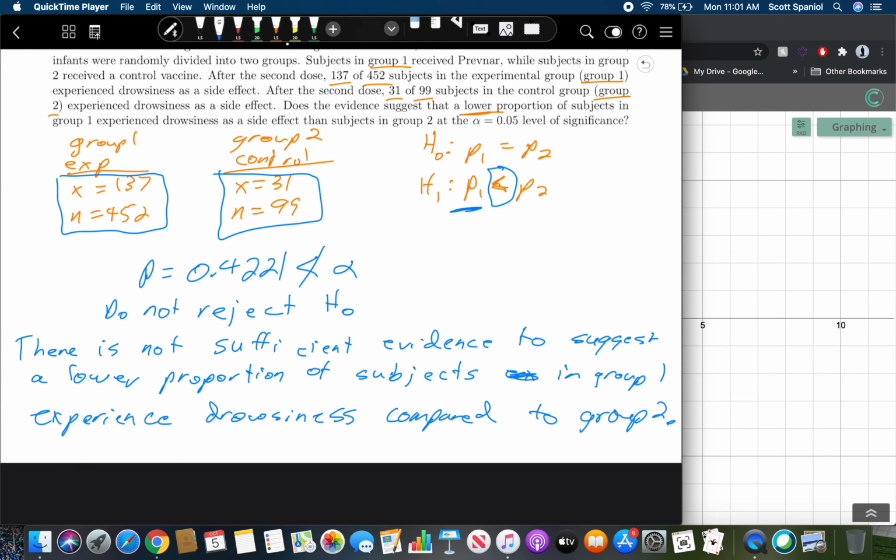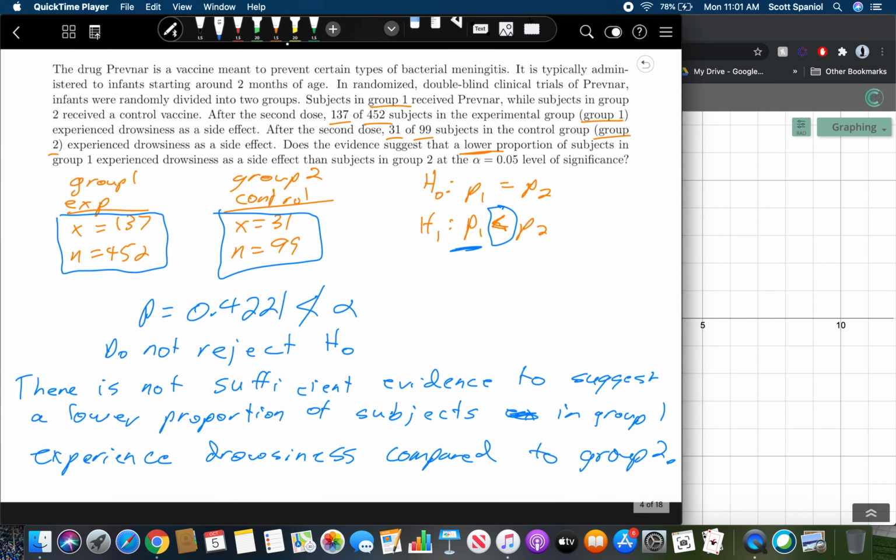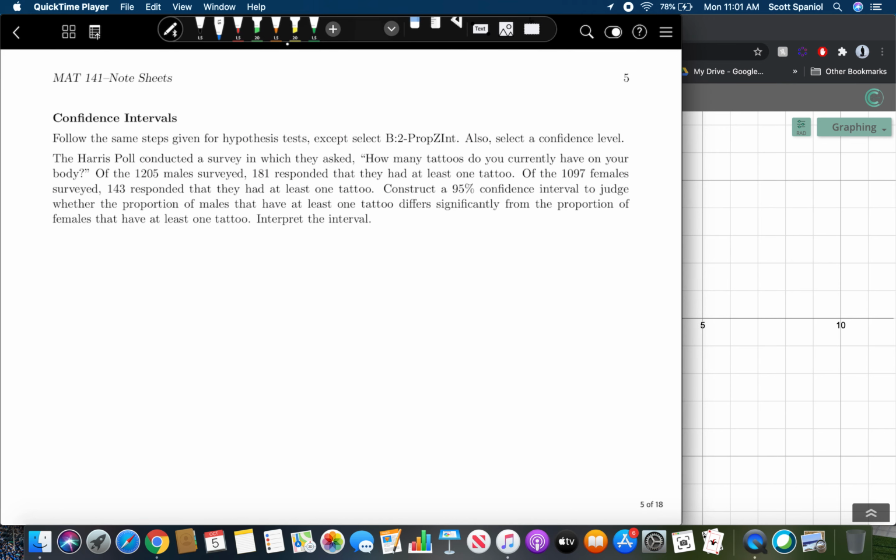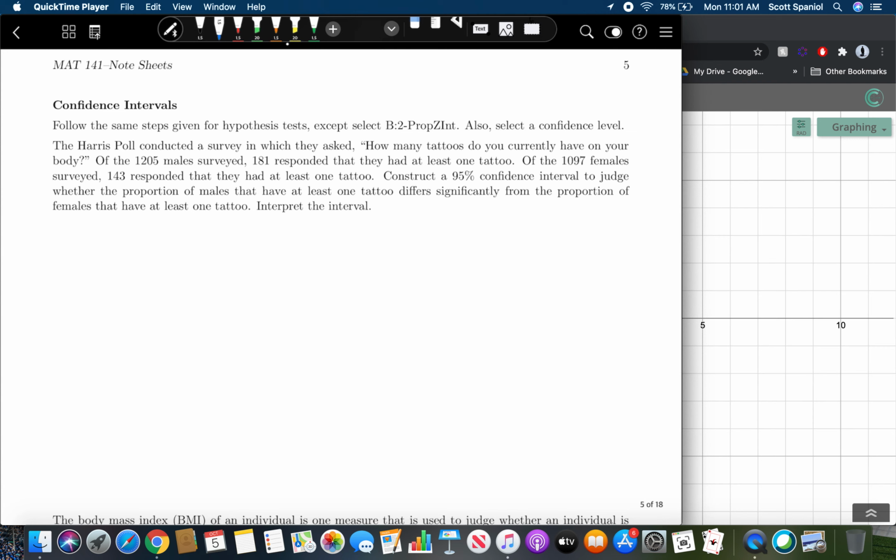So as I said at the beginning, this is pretty similar to what we were doing in chapter 10. But the only big difference is you're comparing two different groups instead of a group to a fixed number. And that's where the changes come in, in how we do the hypothesis test. But the setup of doing a hypothesis test is exactly the same. Still write our hypothesis, still do the test, still reject or do not reject H naught, and still write a conclusion.